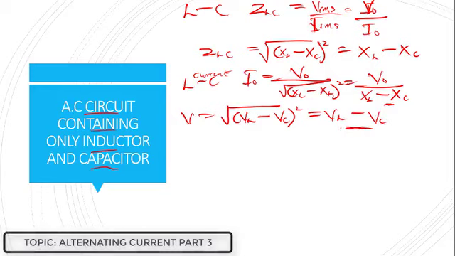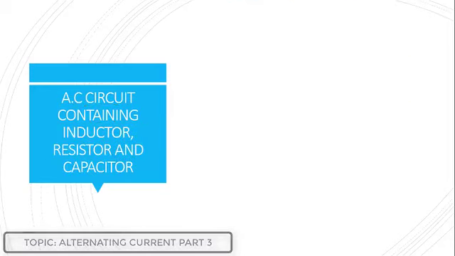Now let's look at the AC circuit containing all three of them, containing an inductor, a resistor, and a capacitor, which is called an RLC circuit.